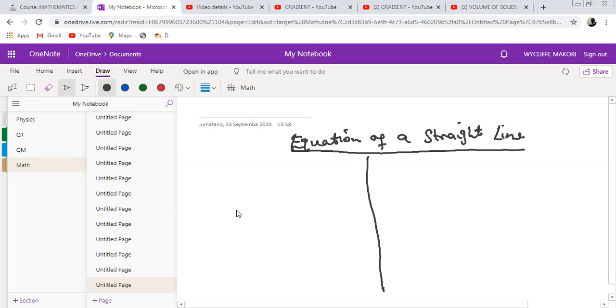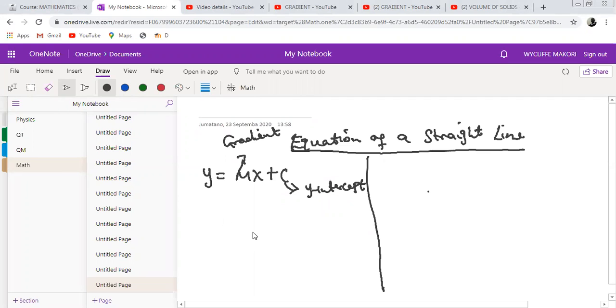I will start by saying this, that a straight line will have the equation in the form of y = mx + c, where this m will be referring to gradient, that is the gradient of that line, and this c will be referring to the y-intercept. The y-intercept is the point where the line is cutting the y-axis.